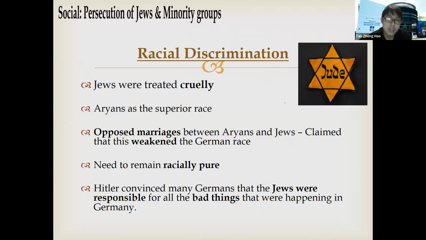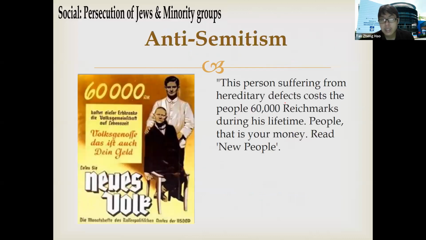Just now I mentioned that they want to purify the Aryan race, so inter-ethnic marriages were not allowed. Just now we saw that maths question that was kind of racist, right? So this is another one. They want to convince people that if you marry a Jew, your child will have defects, might be mentally ill or physically ill or whatever.